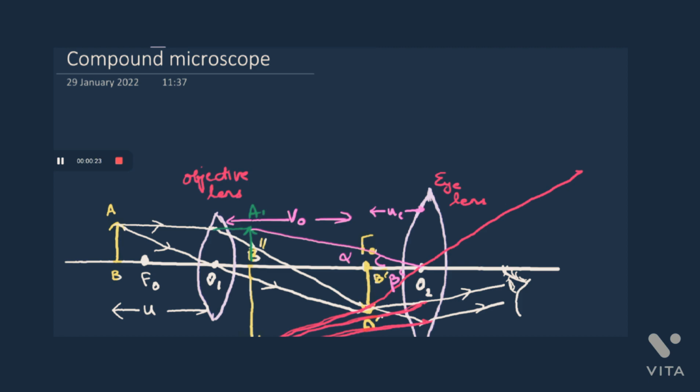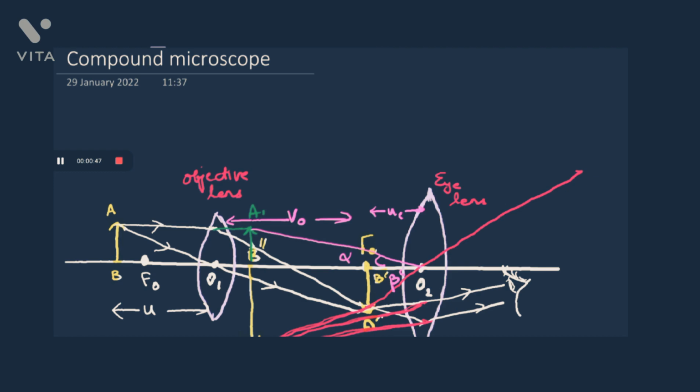So today's topic is about the compound microscope. What is a compound microscope? We have already discussed the other optical instrument, the simple microscope, in the previous video. Now we are going to discuss the compound microscope, which we can use to magnify things better.